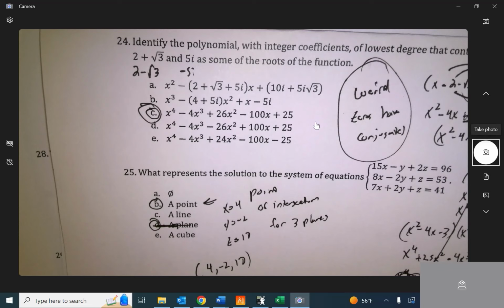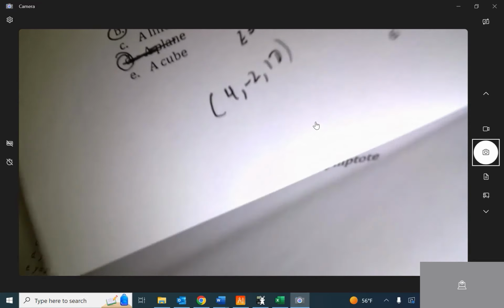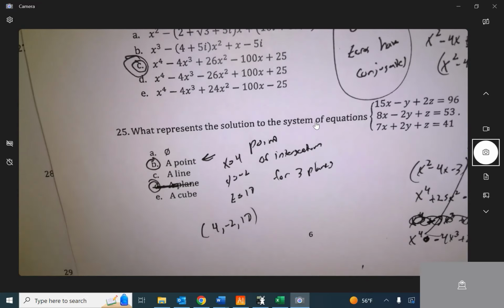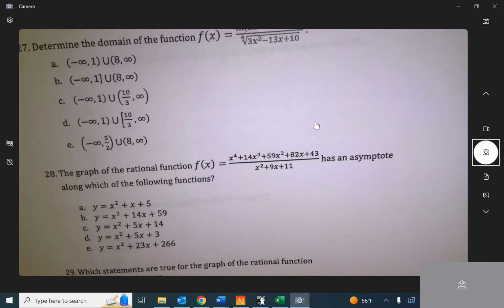I'm glad I looked that up. I don't know that I should be making a video right now. I was going to check my key, but that's what it is. It's the point of intersection for three planes. Each one of those equations represents a plane, and this is where they intersect. So there we go. That was 25, moving on to 26.